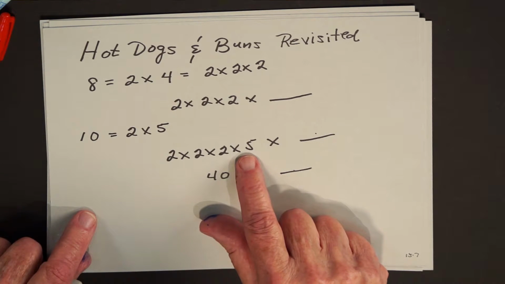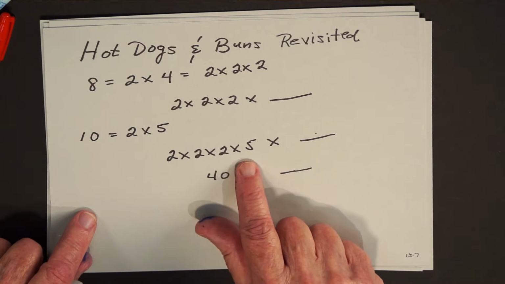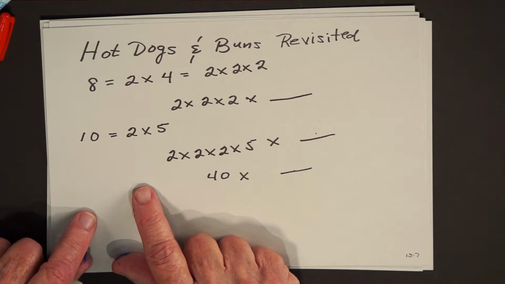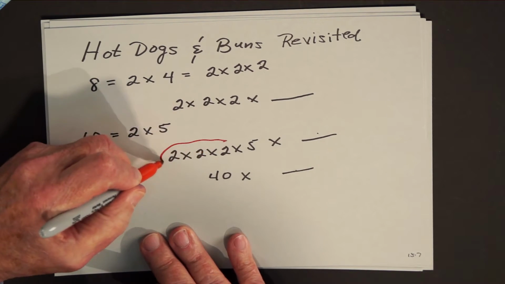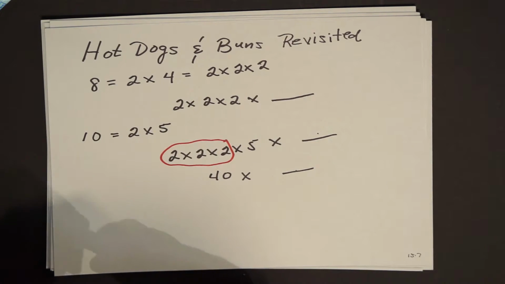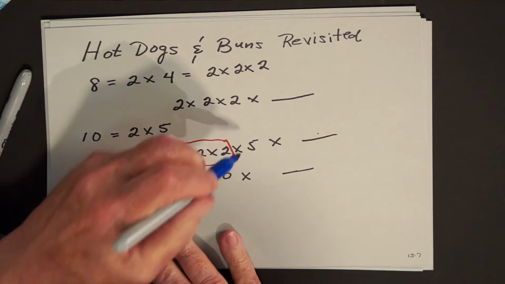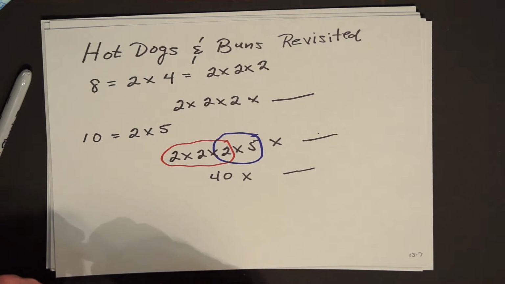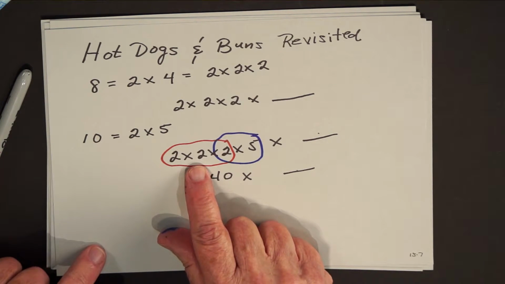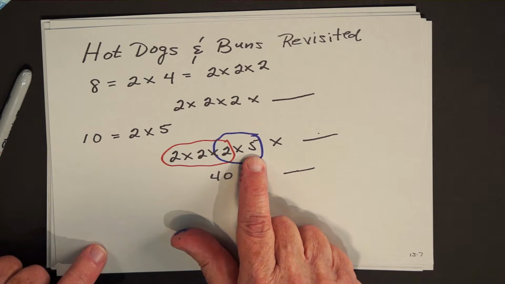So I'll multiply by 5. Now do I have a number that's divisible by both 8 and 10? Yeah, because the 2 times 2 times 2 takes care of the 8, and the 5 times 2 takes care of the 10. Now what is that number? 2 times 2 is 4, times 2 is 8, times 5 is 40.